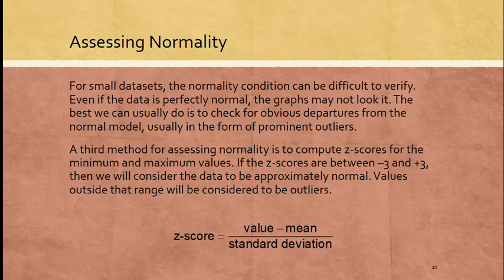So a third method we'll be looking at, especially for small data sets, is to look at z-scores for the minimum and maximum. You'll get a range of where the z-scores are going from. For the most part, we want the z-scores to be between -3 and +3, and anything beyond those values will be considered to be outliers.